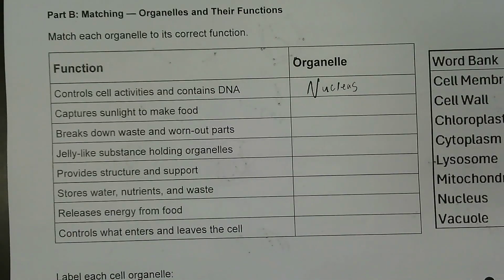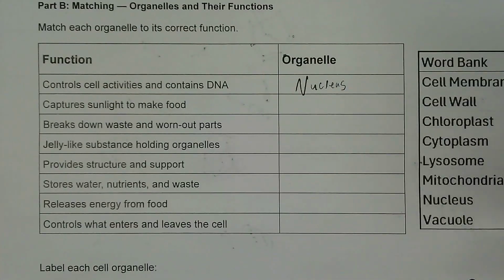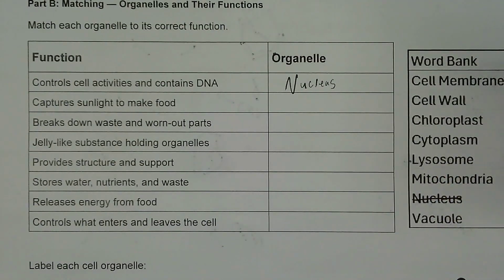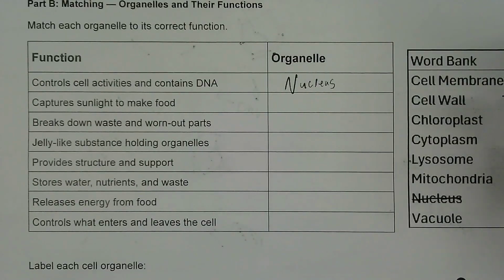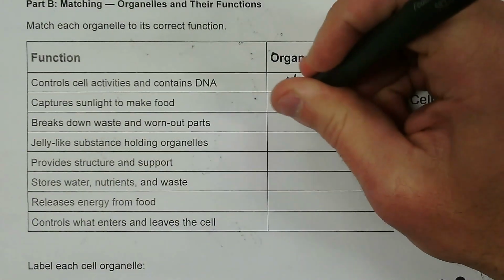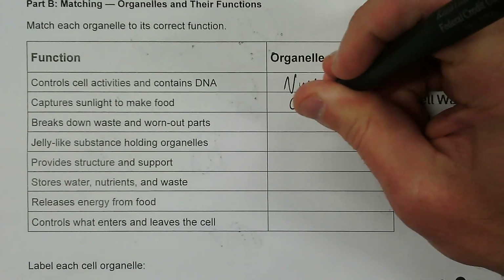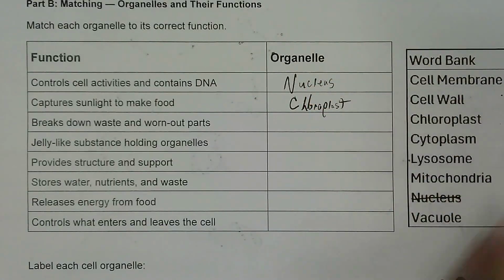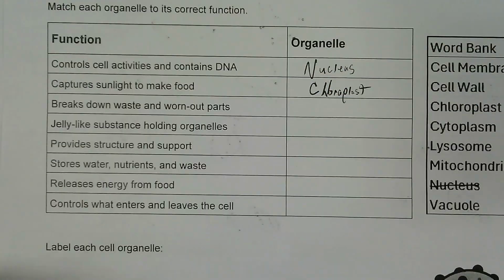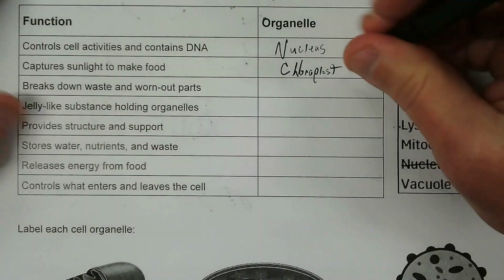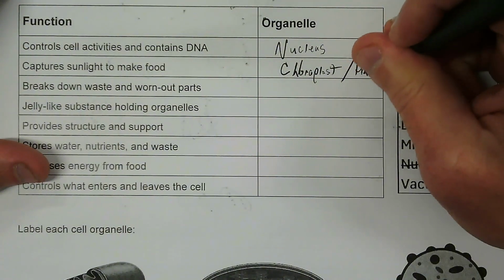What captures sunlight to make food? Well, we know this one is only in plants, right? So which one's only in plants? We know it's the cell wall and the chloroplast. Which one of those captures sunlight? C-H-L-O-R-O-P-L-A-S-T, chloroplast. So the chloroplast captures the sunlight, and it makes sugars from that. And it is only in plants.